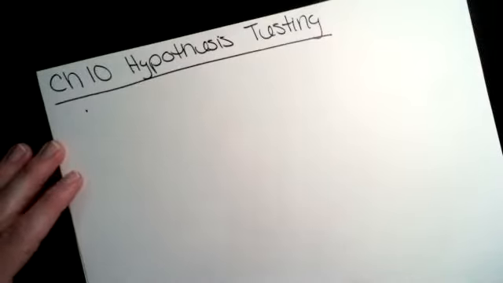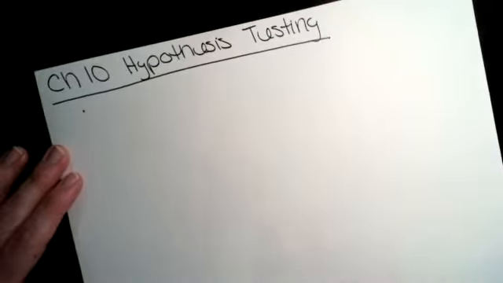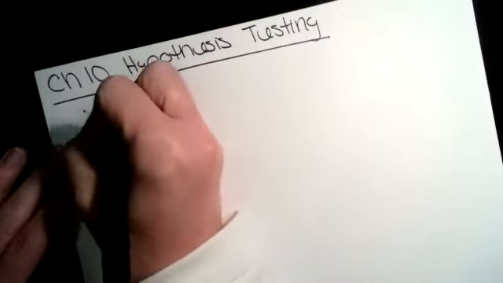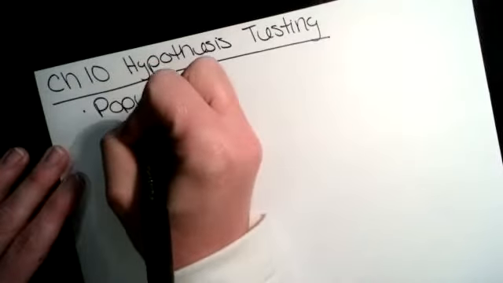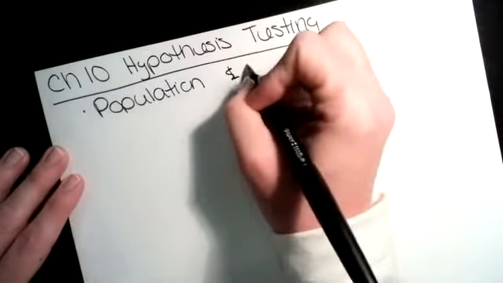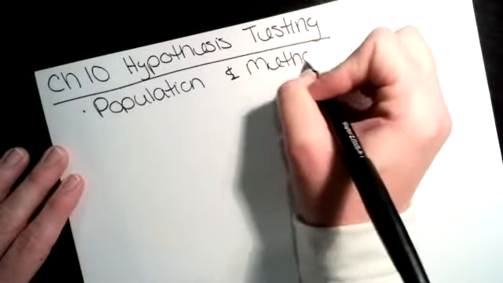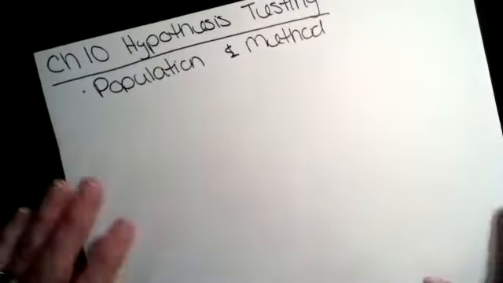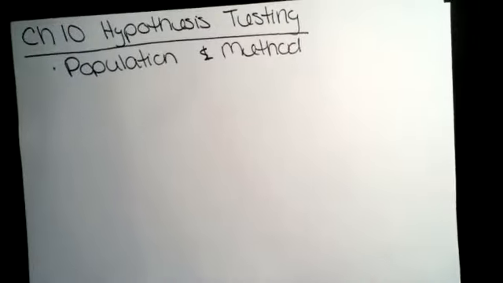When we talk about hypothesis testing, we have a 5-step process. And what we're going to talk about today are the first 2 steps. The first 2 steps are called the population step and the method step. Okay, so those are the first 2 steps we're going to look at.